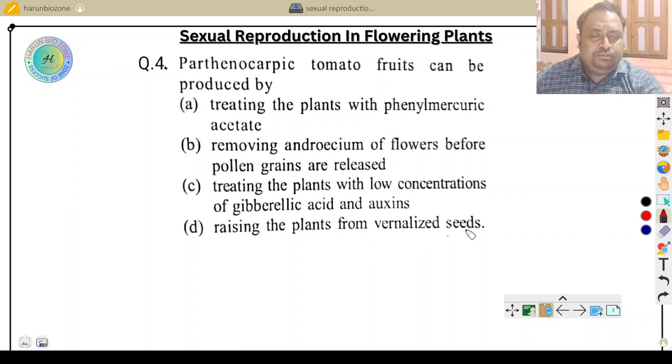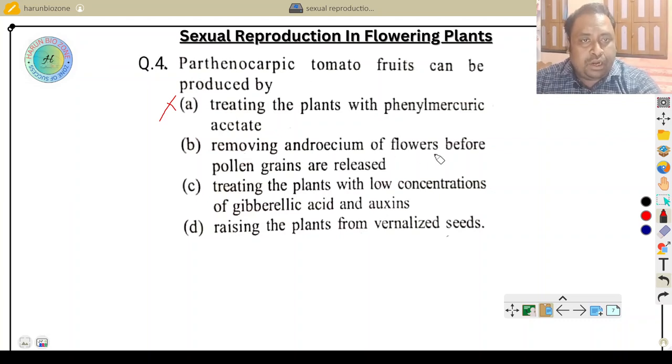Let me explain some points. First, parthenocarpy means seedless fruit. Seedless fruit means seeds are not produced, because ovules produce seeds and the ovary produces fruit. So here fruit is produced but seeds are not produced. That is seedless fruit, so syngamy does not occur. First, treating the plants with phenyl mercuric acetate. This is a wrong answer, because phenyl mercuric acetate reduces the transpiration of plants by closing the stomata, not parthenocarpic fruit.